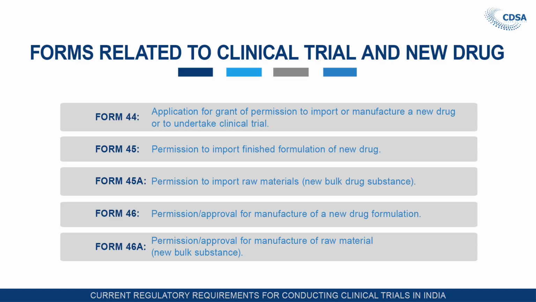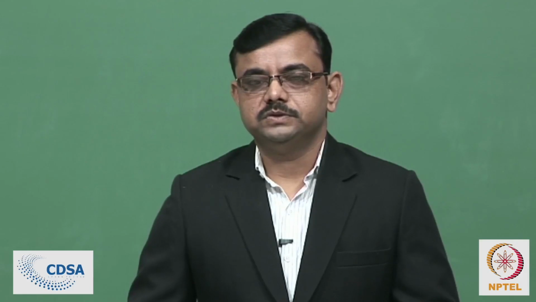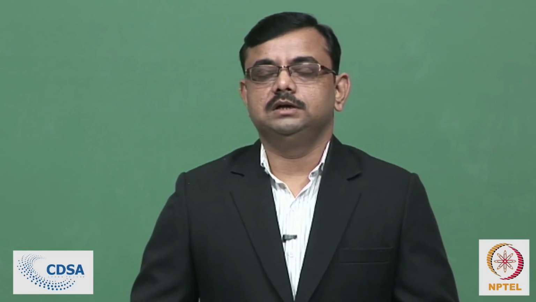Then about the marketing information, then propose the draft label, what should be the draft label, what indication they are going to give on this label of the drug, and the monograph and other things are also given in this form. In this form, it is also given that data required to be submitted should be as per Schedule Y. So we are going to see this Schedule Y and what is the data requirement in detail in our next slide.